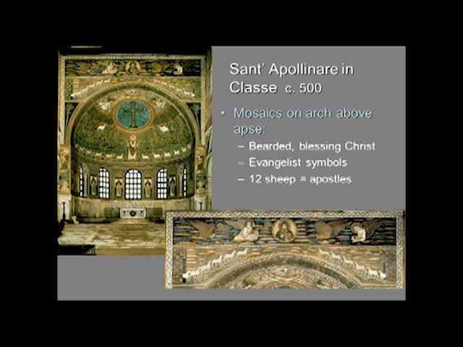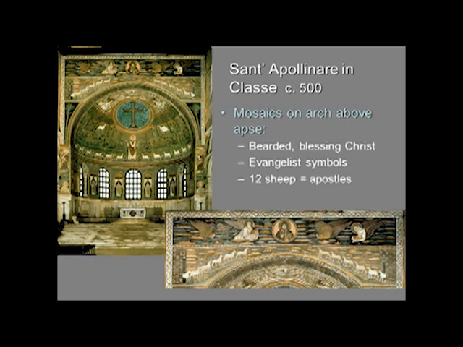In the arch above the conch of the apse appears a bearded Christ in a roundel. He's blessing, he's holding a book, the Gospels undoubtedly, and he has the 4 symbols of the evangelists on either side of him. So we have the eagle of St. John, we have the winged man or angel, who is the symbol of St. Matthew. And then on the other side of Christ, there is the winged lion, who represents St. Mark, and the winged ox, who represents St. Luke.